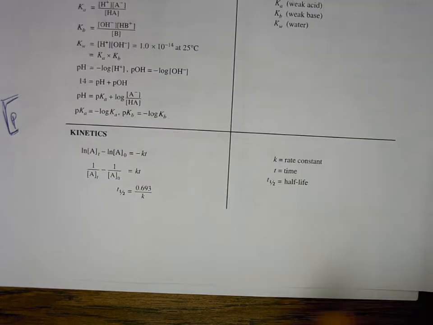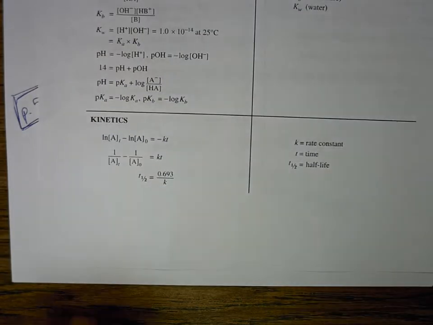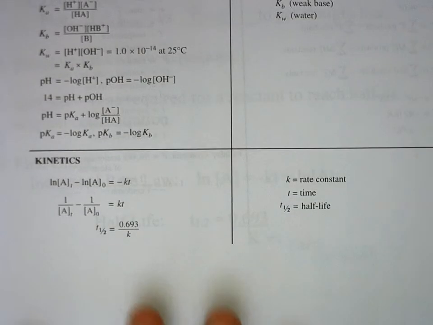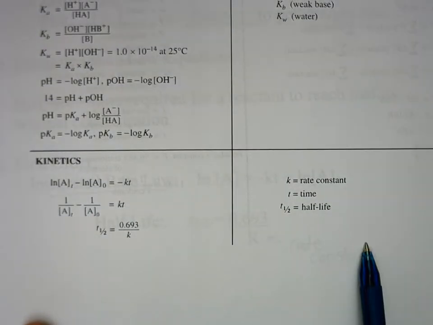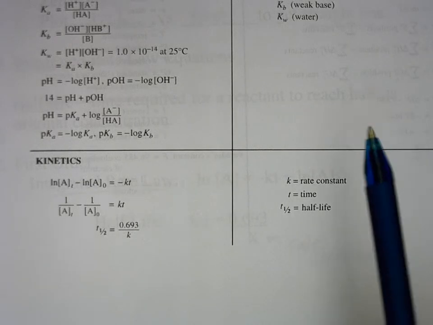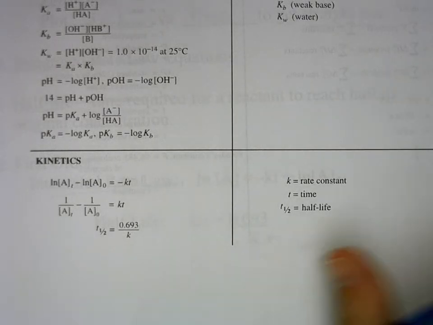The good news is that on your reference sheet that they give you on the AP test, there's a little section on kinetics, and they give you some equations. They don't give you all of them. They give you some of them, but they don't tell you if they're first order, second order, or zero order. So you have to be able to identify which one goes with which.